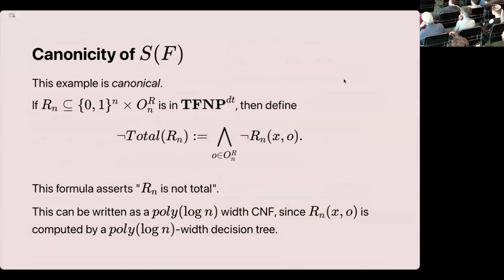Okay. So here your decision trees are polylog depth, right? Not polylog width. Oh my god, I'm normally so much better with typos, thank you. Polylog n depth decision trees, yeah. Any other questions or corrections?